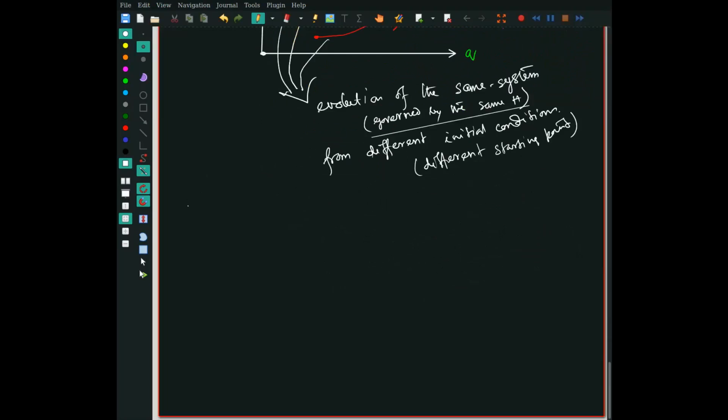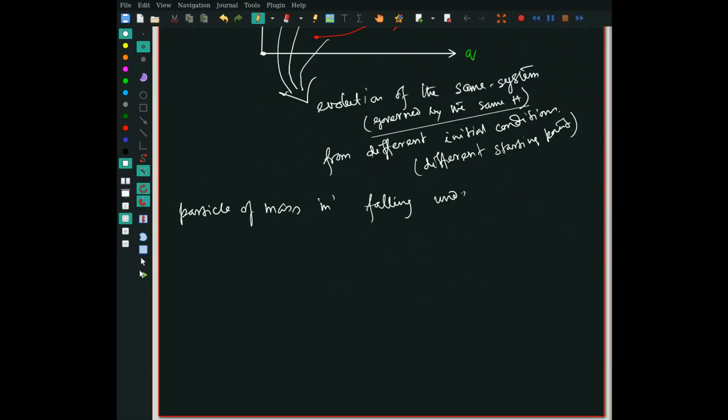Suppose a particle of mass m falling under uniform gravity. Okay. So this statement of the problem doesn't talk about the initial condition that the particle of mass m was there.